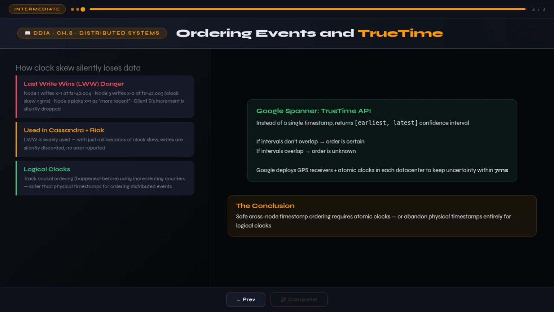Here is a concrete example of how clock skew causes real data loss. Imagine a database using multi-leader replication. Client A writes the value x equals 1 on node 1. Node 1 records this write with a timestamp of 42.004 seconds. That write is replicated to node 3. Client B then increments x on node 3, creating x equals 2, which is timestamped at 42.003 seconds, because node 3's clock is slightly behind node 1's clock. The skew is less than 3 milliseconds, which is actually better than you'd expect in practice.